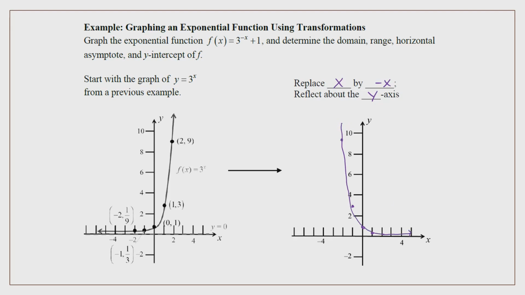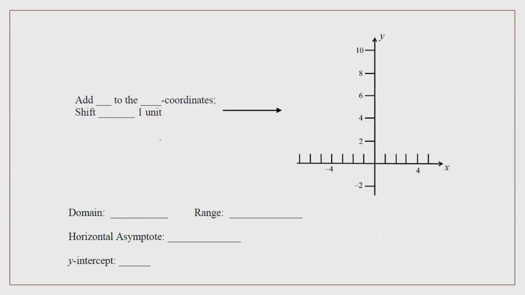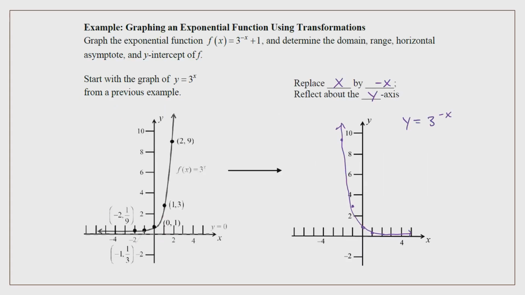There we go. All right. Okay. So now that we have replaced our x with negative x, so this is the graph of y equals 3 to the negative x, we can now add on our 1. So we are going to add 1 to the y coordinate, which means we're going to shift up 1 unit. Okay, so all of the points that we graphed here, we're now going to shift them up 1. So our y value is going to increase by 1.